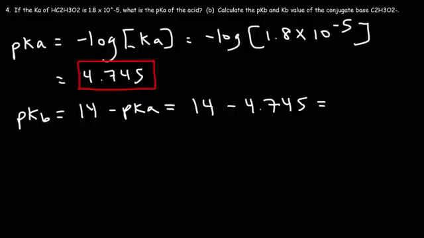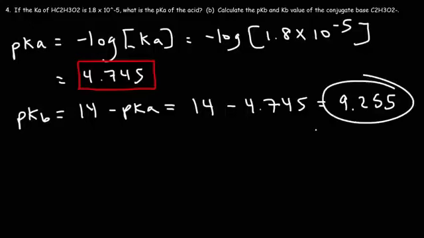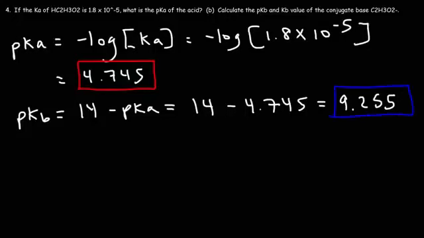Now let's see if we could do this mentally. 14 minus 4 is 10. If you were to subtract 1,000 by 745, what would you get? You should get 255. So 10 minus 0.75 is going to be 9.255. So we're going to round it and say, well actually this is a good round answer. When you plug it in, you actually get 9.25527. So we'll stick with that answer.